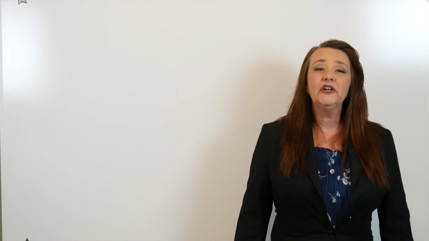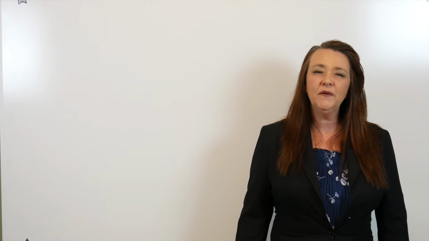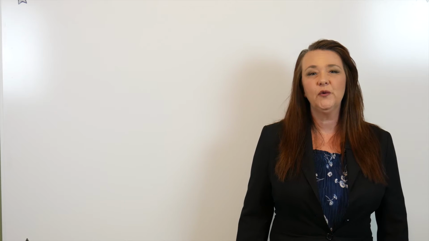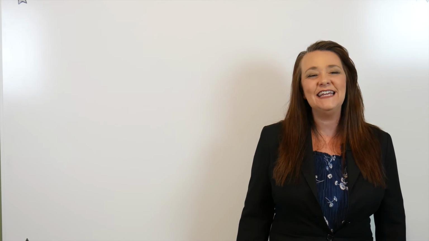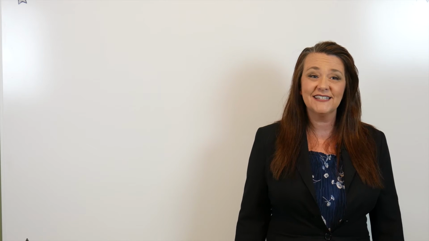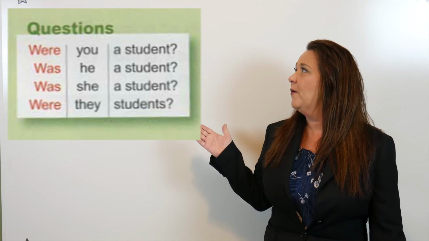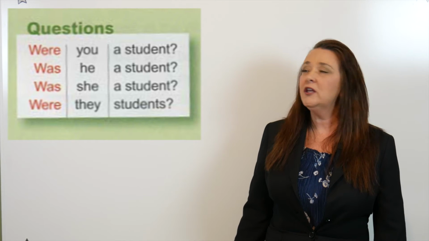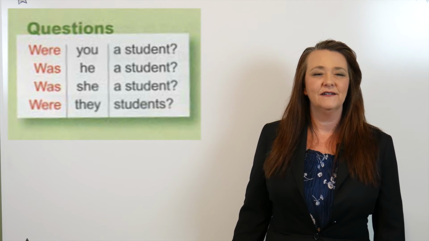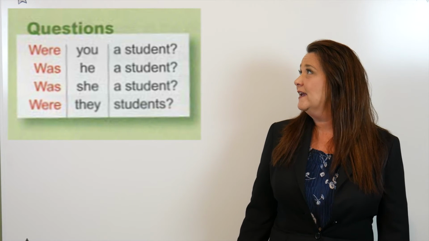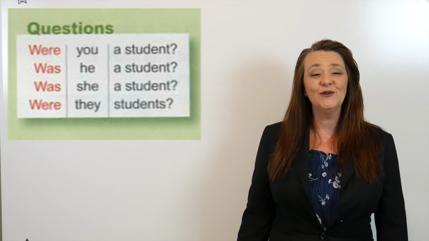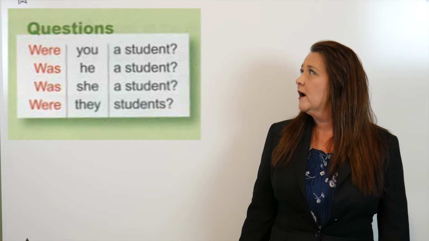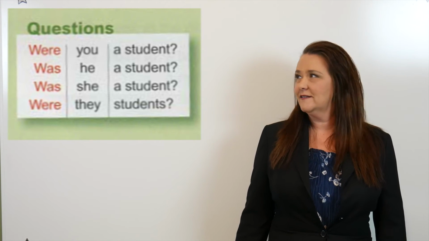But now we're going to look at a grammar chart to help us understand this structure when we're asking and answering questions in the simple past. Let's look at the questions. Were you a student? Was he a student? Was she a student? Were they students?